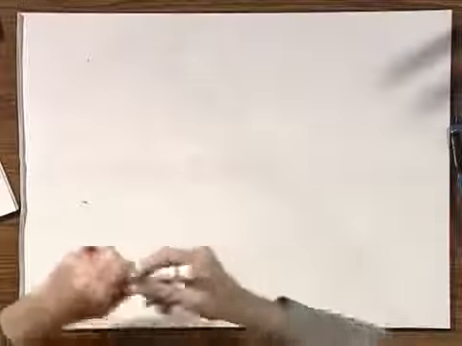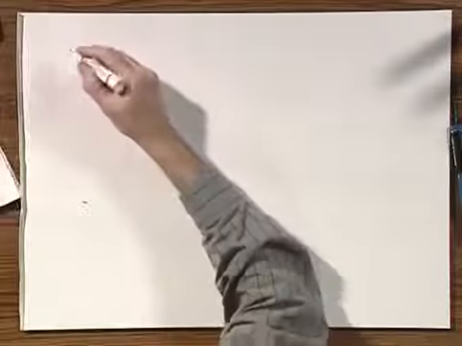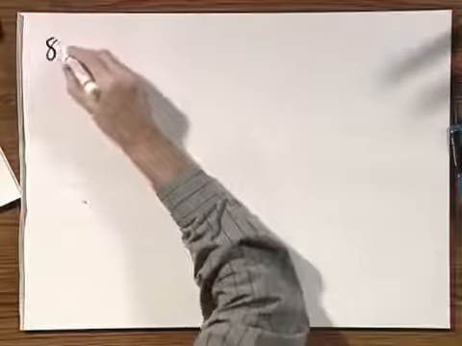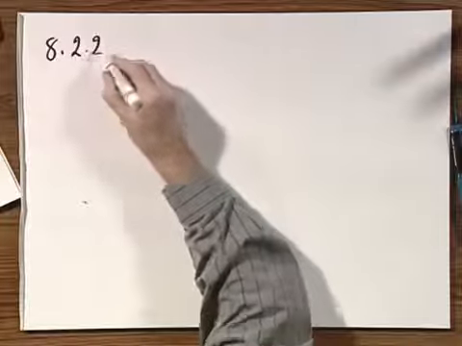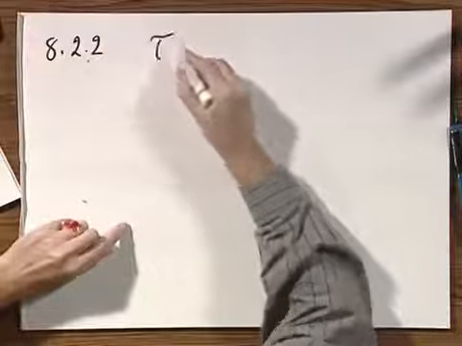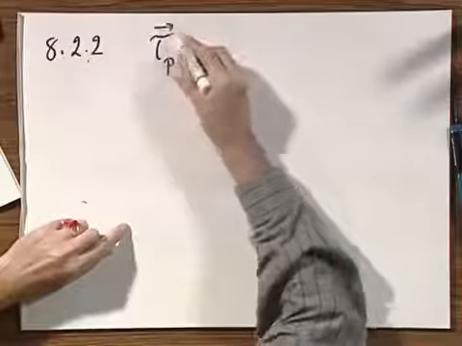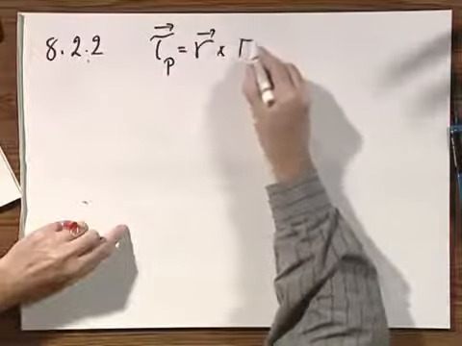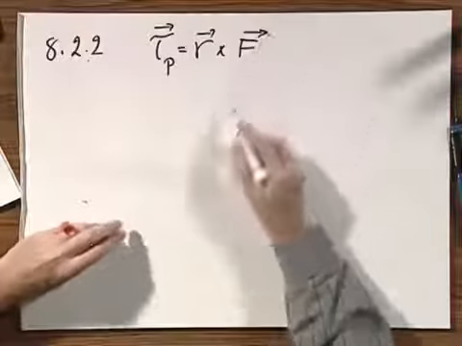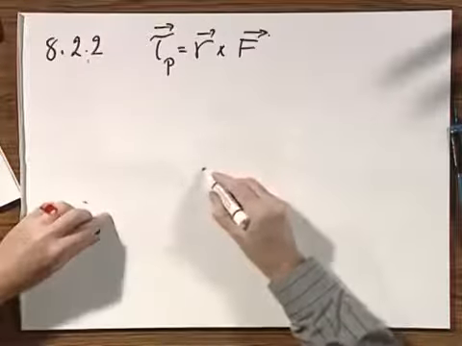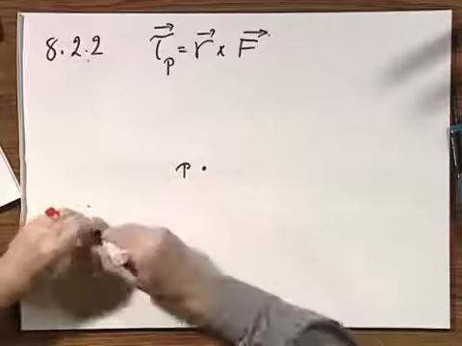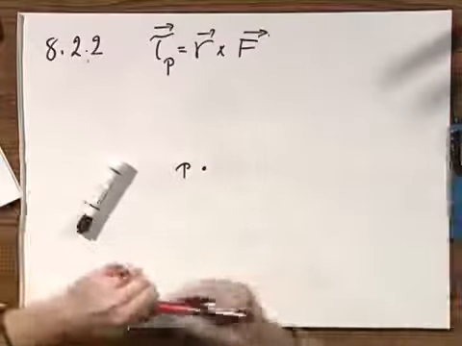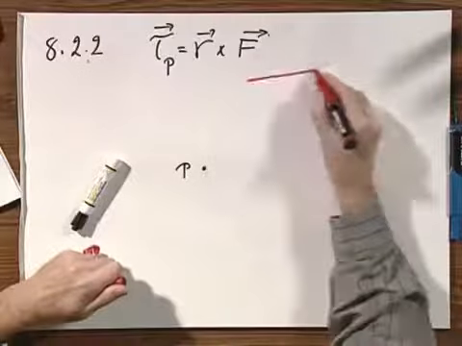So let's first start with problem 822 and discuss the general idea of torque. A torque is a vector and it is defined as r cross F. And I have to be a little bit more specific. A torque is always relative to a point, and let's assume there is a force here.